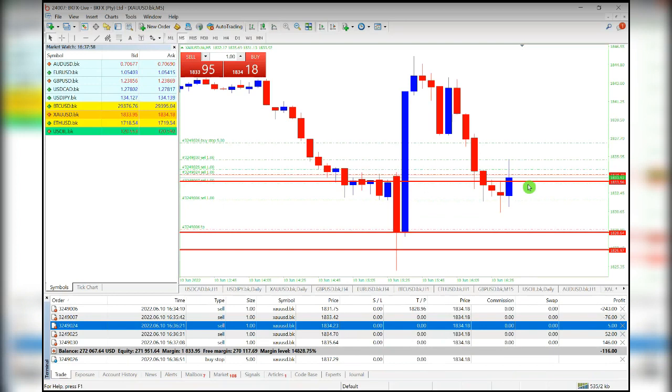Okay, so we can close or wait for a possibility ito ay gagawa ng punta dito sa baba, which is possible talaga siya. Why?